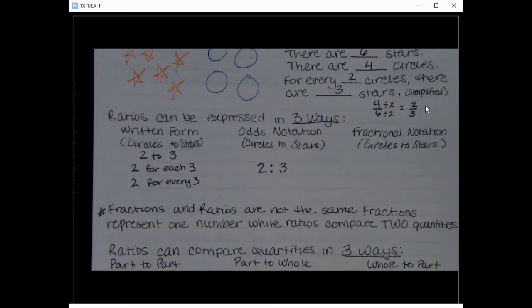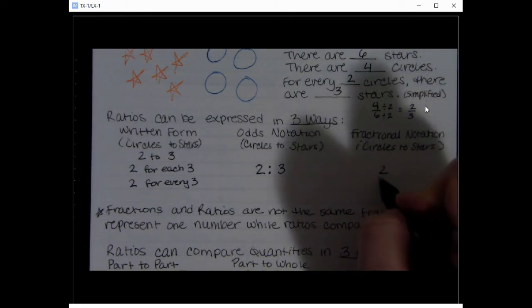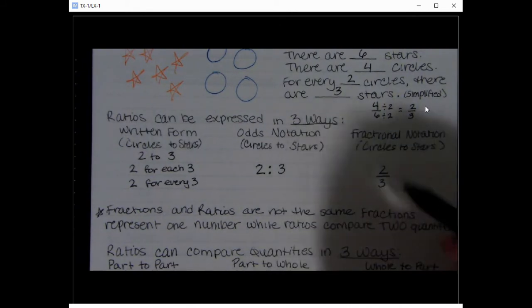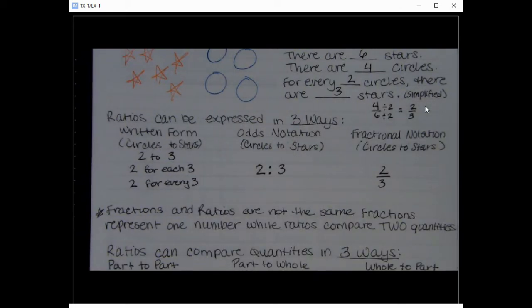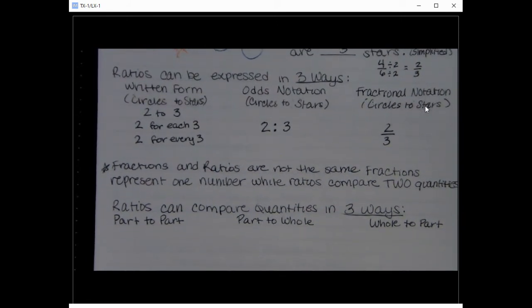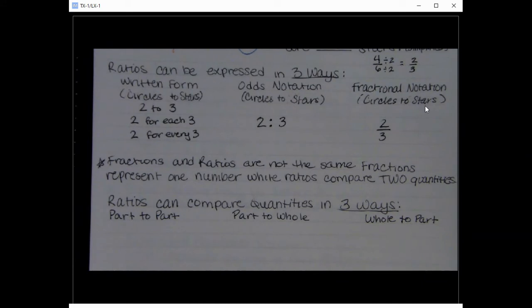And finally, you can write this as a fractional notation. So what we will write is what looks like a fraction. So 2 divided by 3. Remember, this fraction line doesn't always mean a fraction. It can mean division as well. And that's what it means in this case. So fractions and ratios are not the same thing. Instead, fractions represent one number while ratios compare two quantities. It can be really confusing. You might be asking, well, how do we know when it's a fraction and how do we know if it's a ratio? And I promise you we will get to that in just a moment.